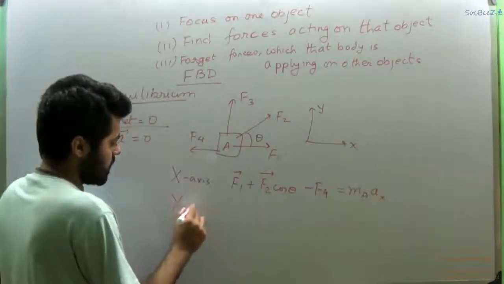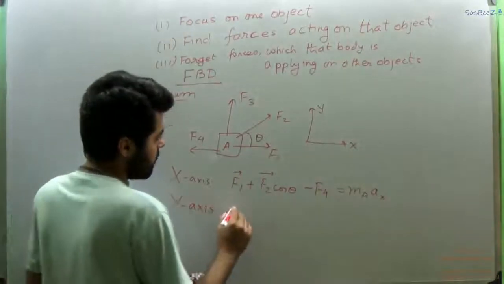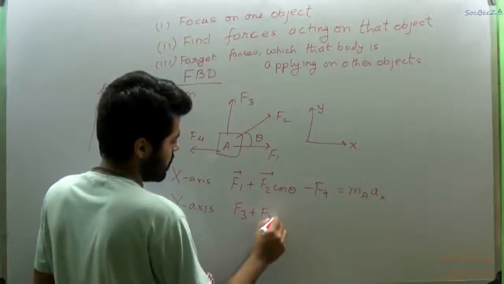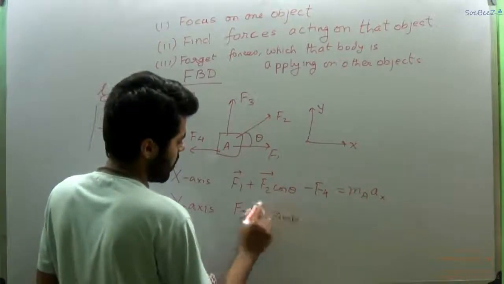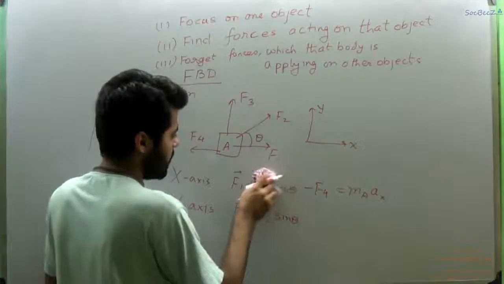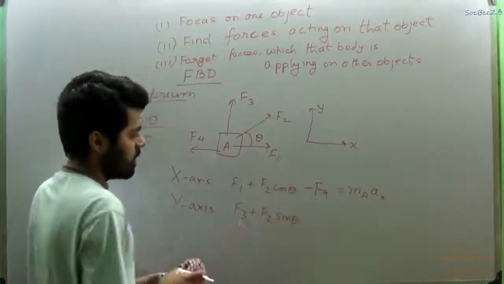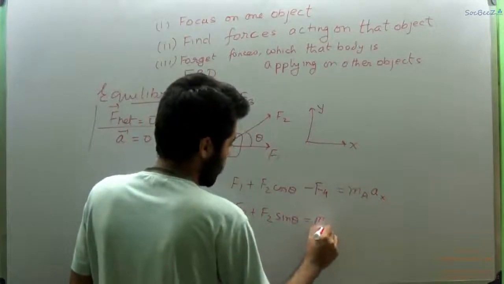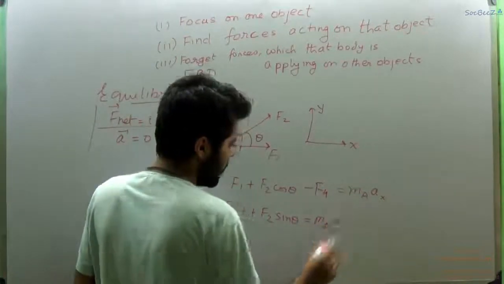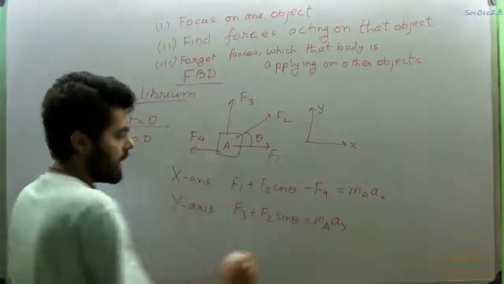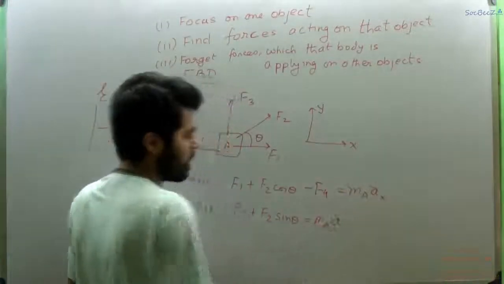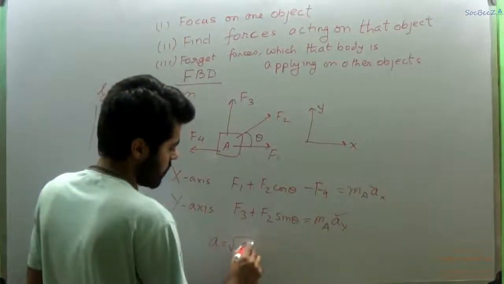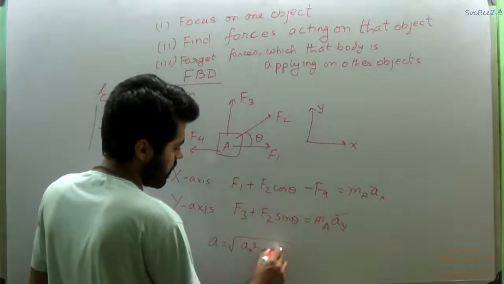For the Y axis, we will write F3 plus F2 sin theta. If we have already resolved it into axes, we can just take the magnitude. So that will be equal to m times the acceleration along Y. From these two equations, you will get Ax and Ay, and then we will write the net A is equal to root under Ax square plus Ay square.